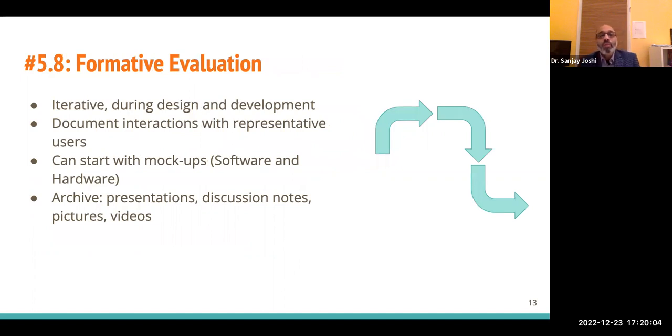So coming to formative, as we said, this is iterative, happens during design and development, and again, the important part is documentation. You need to document what the interactions were, who you talked to, and how you know they are representative users. Maybe it's a surgeon. If that person needs to be, for example, a board certified radiologist, you probably want to obtain the certification from the board. And again, if an auditor asks you, how do you know this person is a radiologist, you say, well, here is the certificate.